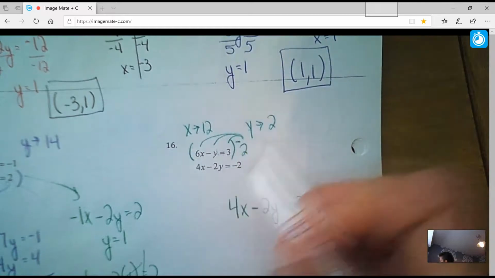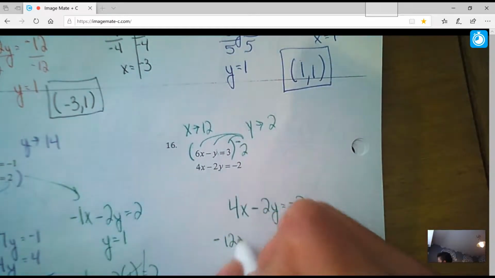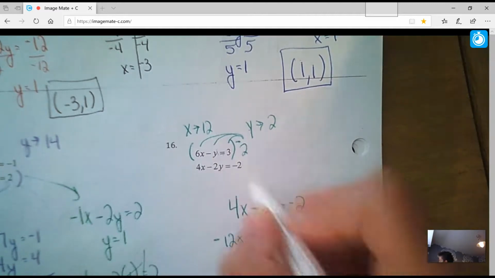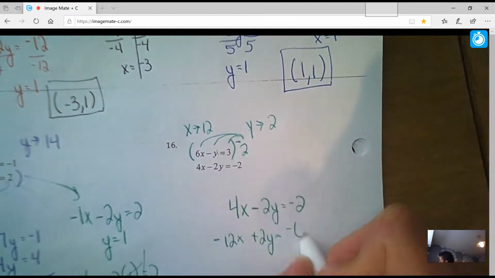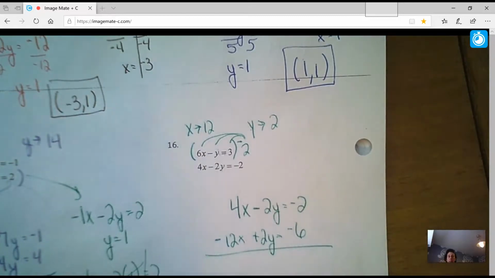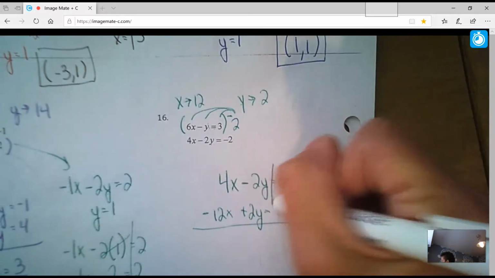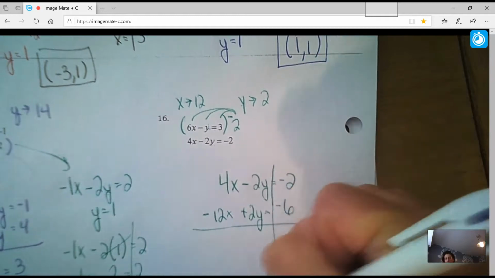So negative 2 with the 6x is negative 12x. Negative 2 with the subtracting y becomes adding 2y, and negative 2 with 3 becomes negative 6. So again, I realize there is this pattern that we always multiplied by 2. That is just very coincidental for these problems. You might multiply by 3. Okay, so let's add everything up. I'm always drawing my wall in here.